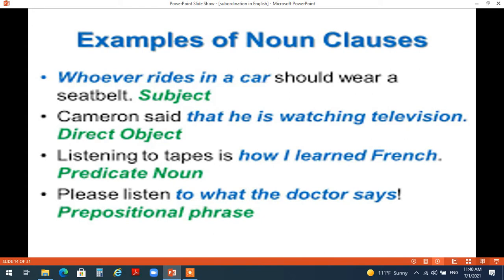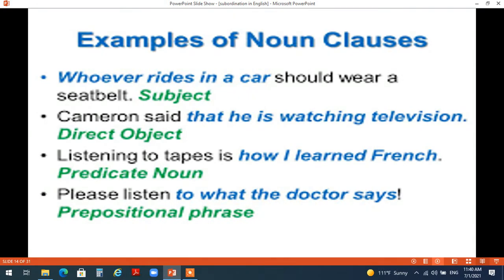Also, you can find other examples of noun clauses. Whoever rides in a car should wear a seat belt. Also here, whoever rides in a car, this is the nominal clause, which is a subordinate clause also, and it is used as a subject in this sentence. Cameron said that he is watching television.